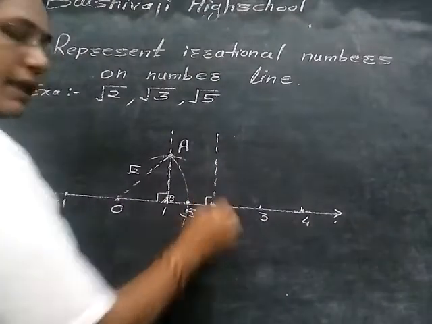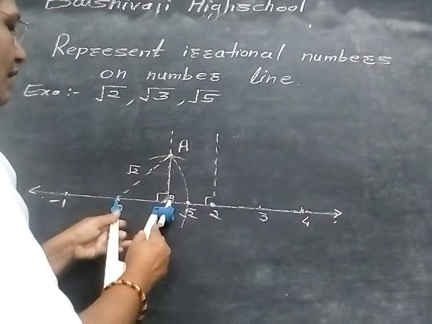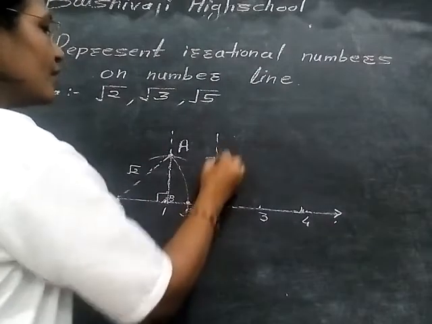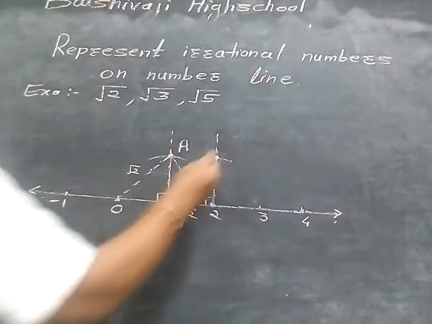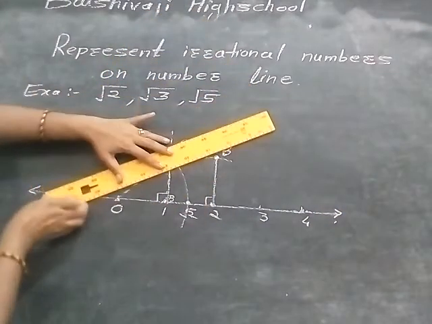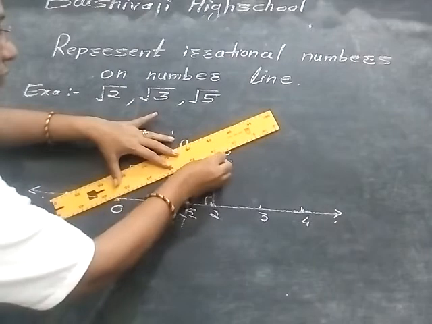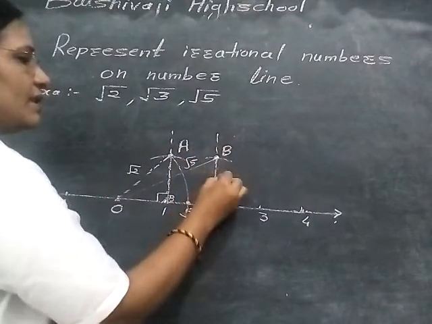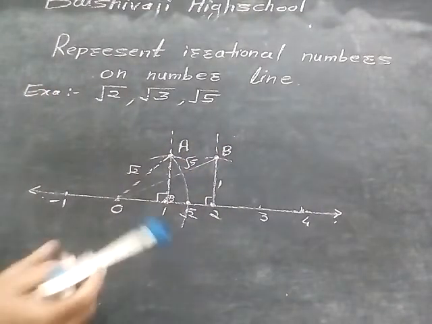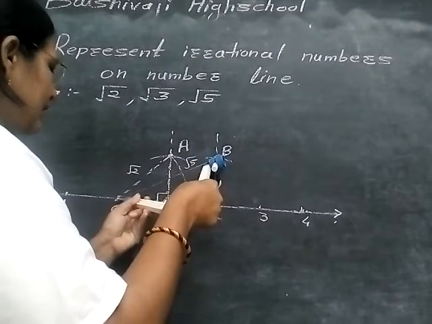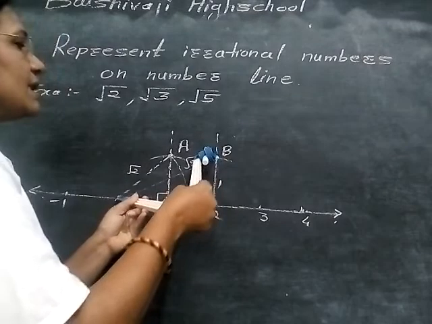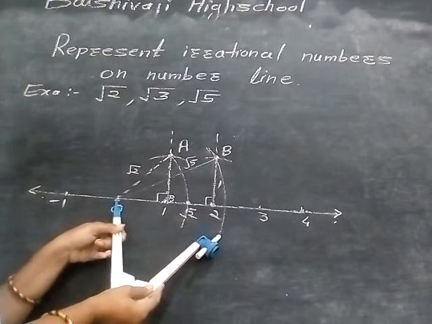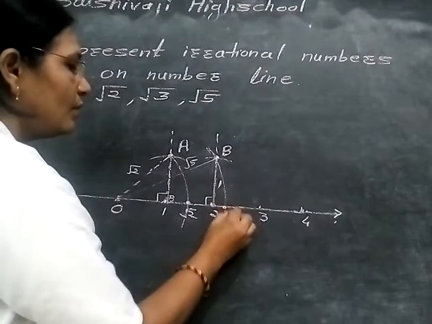Now we put again a distance of 1 unit in a compass and we draw an arc, this is 1 unit. Suppose this is point B, and if we join this point O to B, we get the distance root 5. This is nothing but root 5, this is 1 unit. Now take this distance OB in the compass, this is distance root 5, and represent it on the number line in this manner. This distance is root 5.